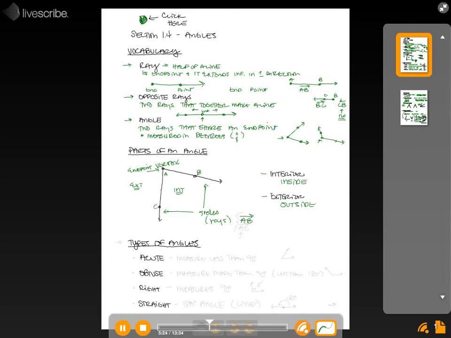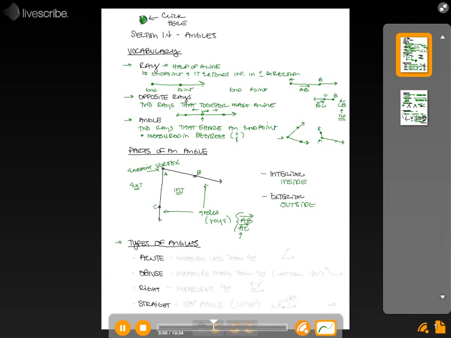So the rays here would be, I just added some letters. AB is one ray, AC is the other, because we start at the end point. Notice that the letter that starts them is the same. It's the vertex of the angle. It should be the same for both. Okay, so those are your parts of an angle. You've got the interior, the exterior, the vertex, and then the sides are rays.